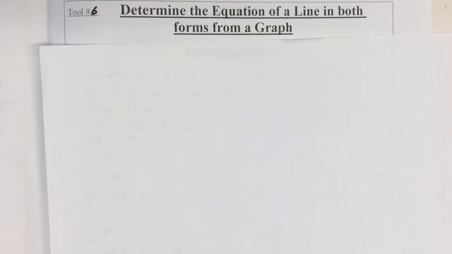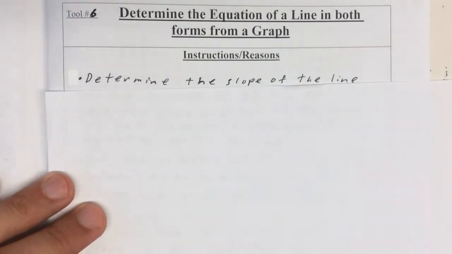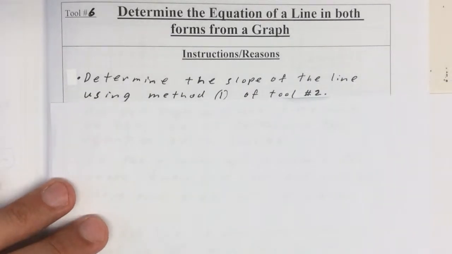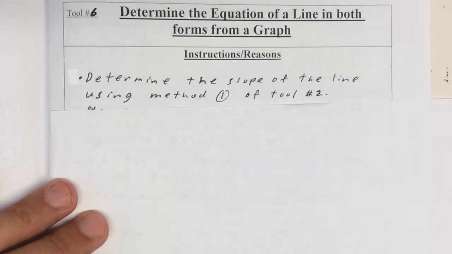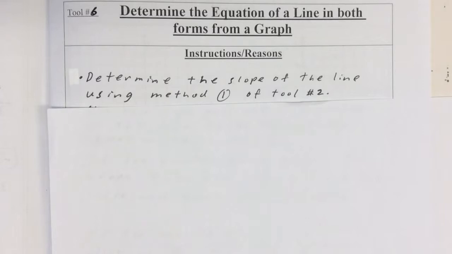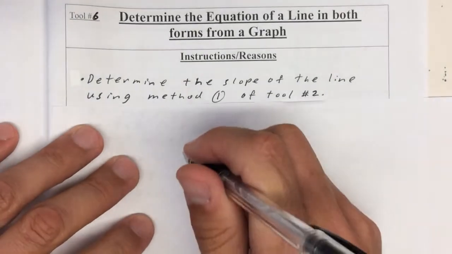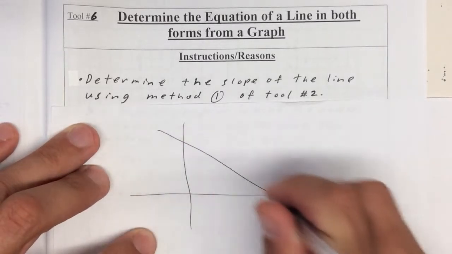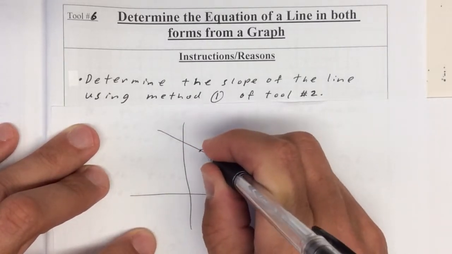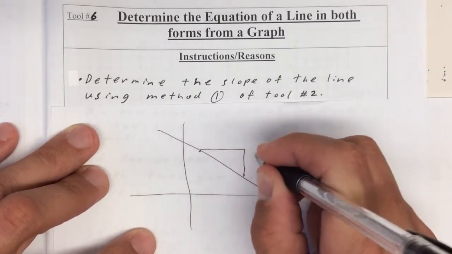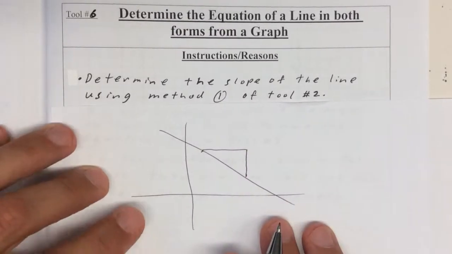Okay, now we're going to look at determining the equation of a line given a graph of the line. First thing we do is determine the slope of the line using method 1 of tool number 1. So using the rise over the run, create a triangle on it. If you're given the graph of the line, you can just pick a couple points and determine the slope from the rise and the run.